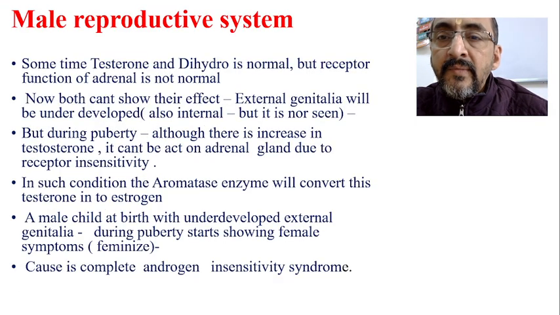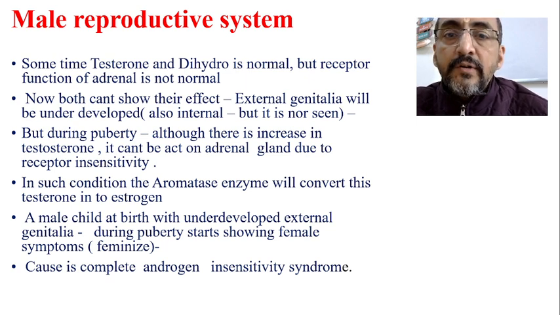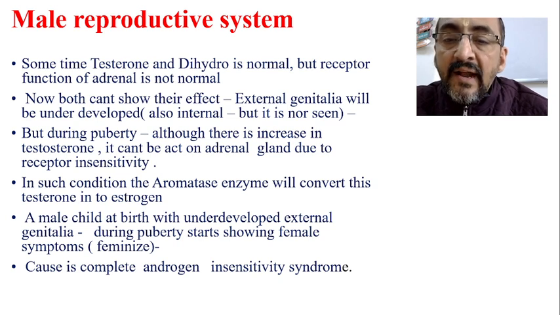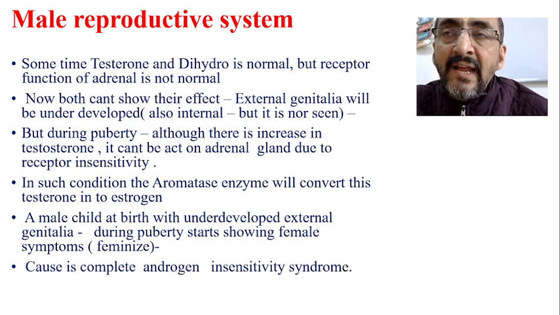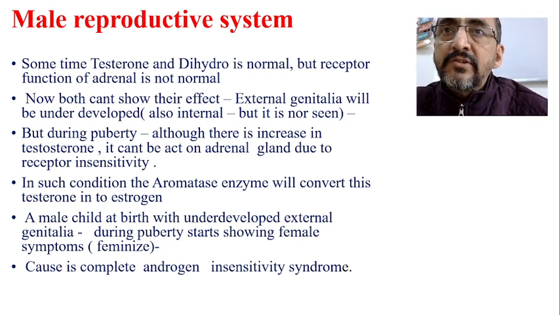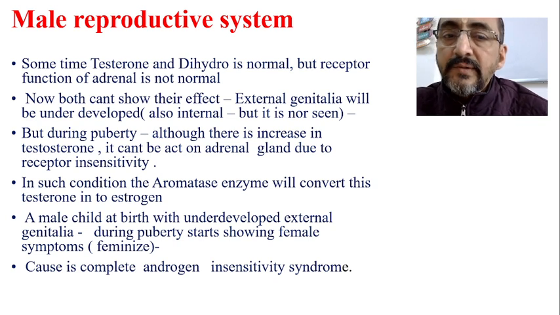That's the last point. Where the androgen receptors are not working properly, testosterone and dihydrotestosterone are not able to show their effect. The reason is, to show their effect they need to be accepted by the androgen receptors, and when the androgen receptors show insensitivity towards testosterone and dihydrotestosterone, the function will not be there. This is called total or complete androgen insensitivity syndrome. So this is the last point that we have covered.